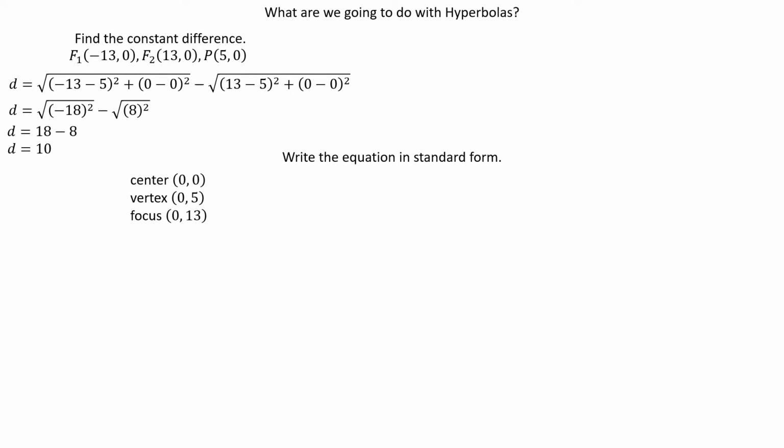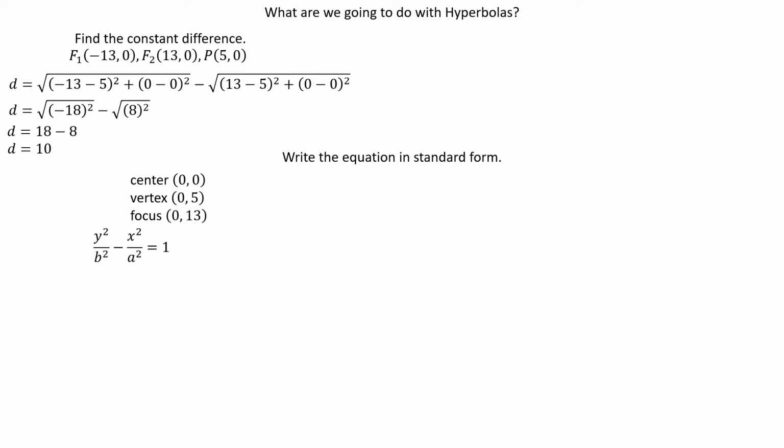Write equations in standard form. We have center, vertex, and focus. So the vertex is going to give us either our a or our b value from the center. The center gives us our h and our k. The focus gives us a c value, allowing us to find the other one. Being that this one is always changing the y, and it's a vertex, that means it's going to be vertical. We're going to have y squared over b squared minus x squared over a squared equals 1. Plug in what we know.